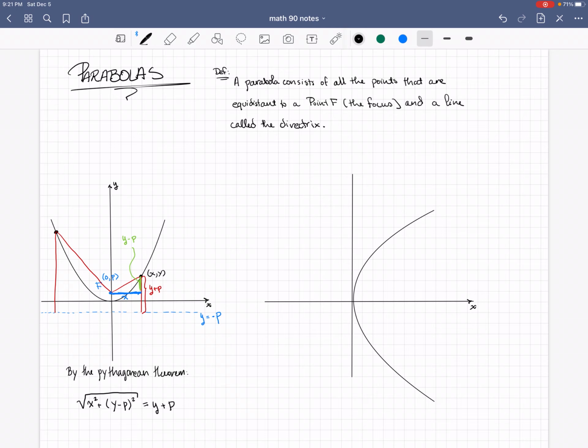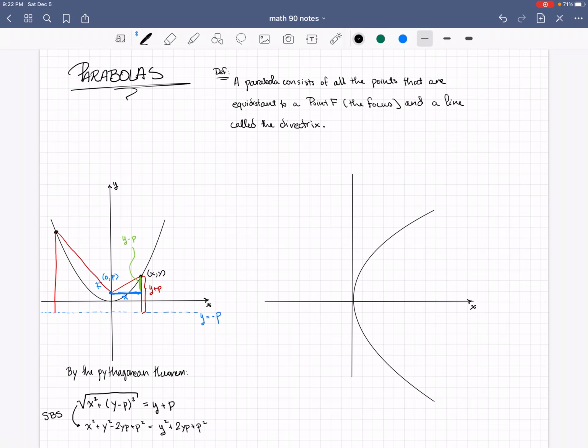So let's open this up, right? Meaning, let's get this into a slightly neater form. So I'm going to square both sides, and I have x squared plus y squared minus 2yp plus p squared is equal to y squared plus 2yp plus p squared. So again, to get from the first line to the second line, I squared both sides.